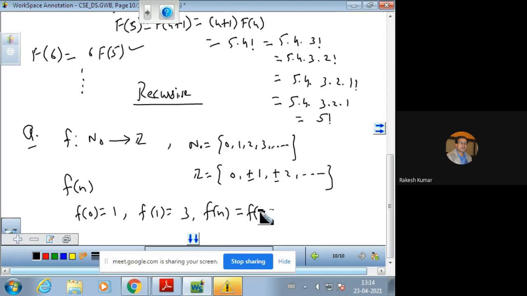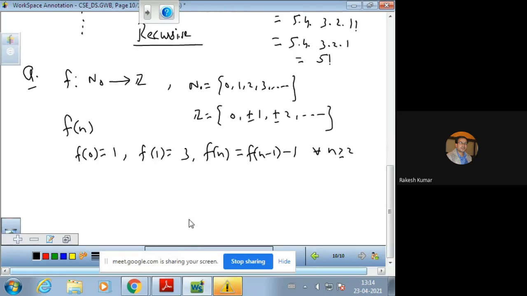F of n is equal to f of n minus 1 for all n greater than or equal to 2. Now this is what we have to do, and this is also a good example of a recursive definition. Now we have been given some values: F naught is 1, F1 is 3. We can see these as the initial values.